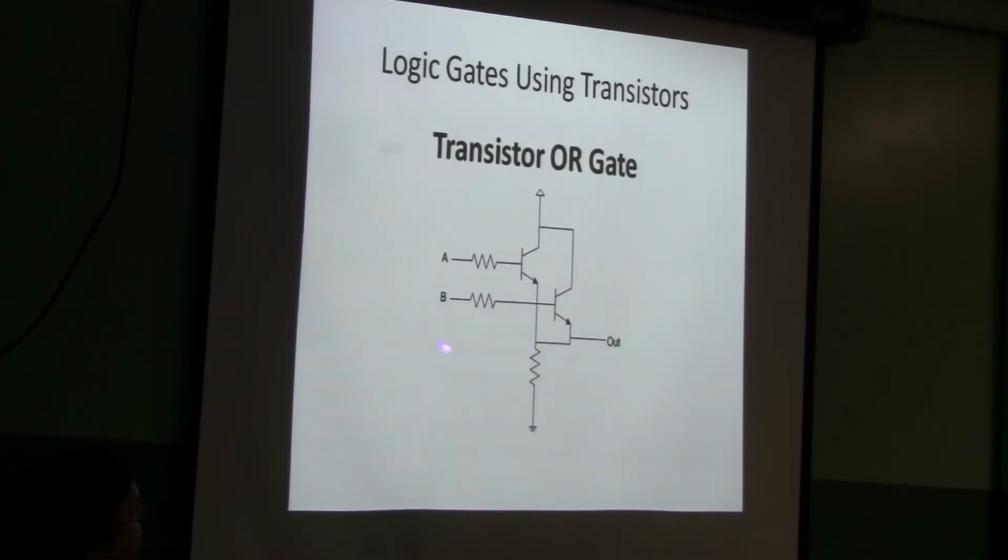There's an OR gate similar to the other, actually it's exactly the same, just a better drawing. If either one of these transistors is on, then the supply voltage is going to the output. If both of those are off, then the output is grounded.